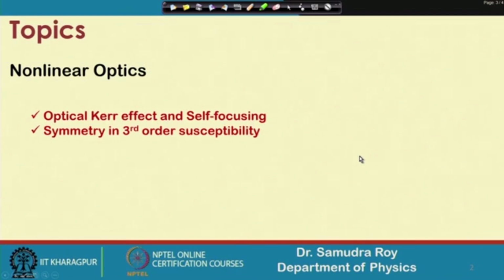Today we are going to discuss two important things. One is the optical Kerr effect and self focusing, and then symmetry in third order susceptibility. We have already discussed the optical Kerr effect in our previous class, but we will do the detailed calculation in today's class, and then try to find out the meaning of self focusing. This is a consequence of Kerr nonlinearity.